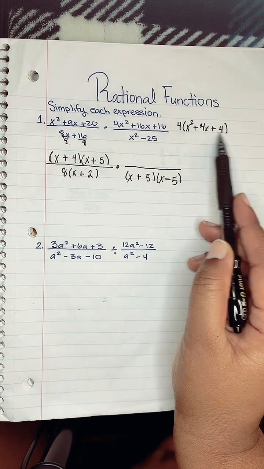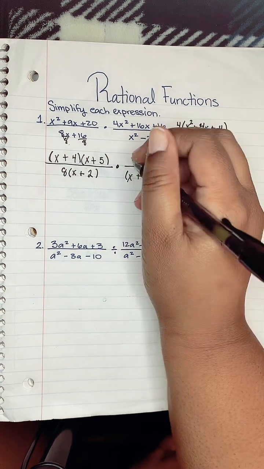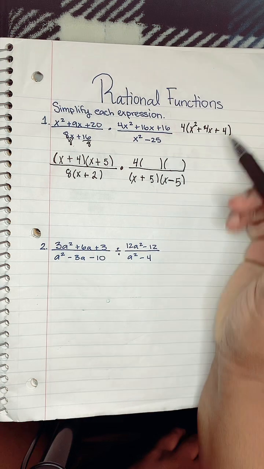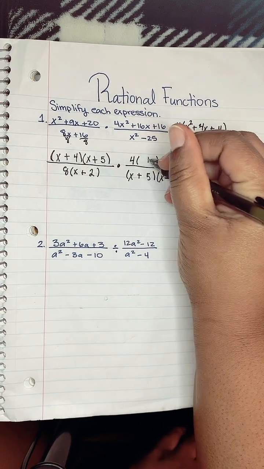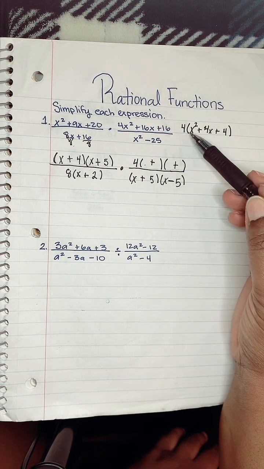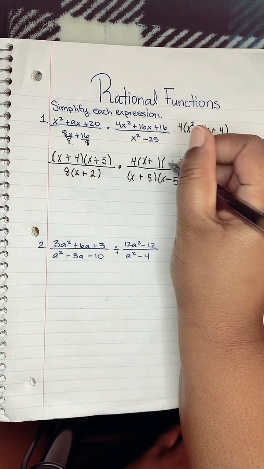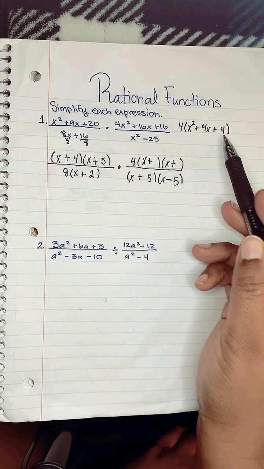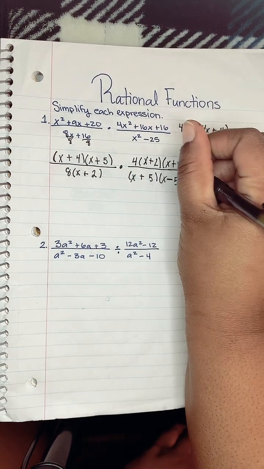Now we have this trinomial that we could factor some more, so we're going to put our 4 out. We're going to go straight to two parentheses. It's all plus and plus, and then we say what times itself gives you x squared? Well, x times x, and then what times what gives you 4? 2 times 2.